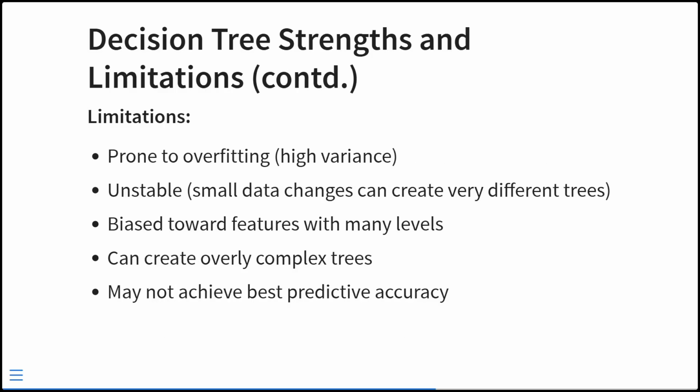Some of the limitations are that they are prone to overfitting, high variance, and also unstable. Small data changes can create very different trees. They are also biased towards features with many levels. And you can create overly complex trees, trees that are too complex, and you might not even achieve the best predictive accuracy.